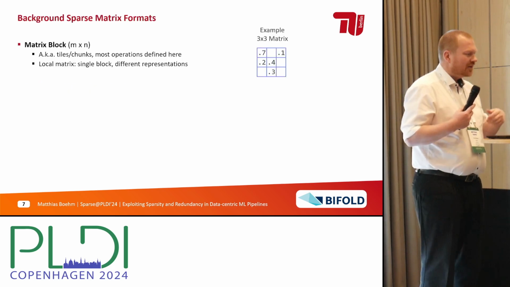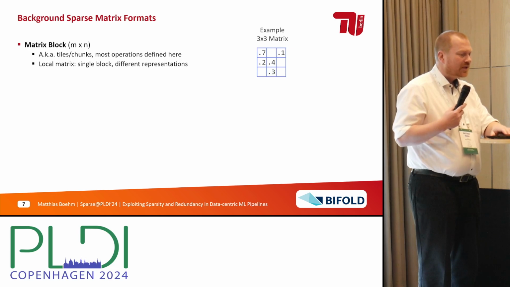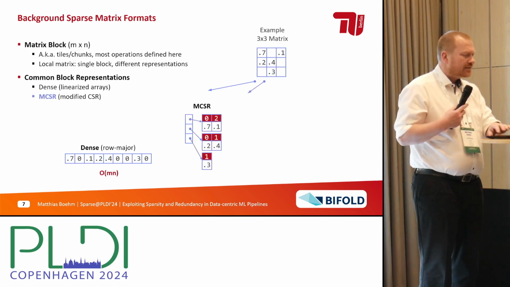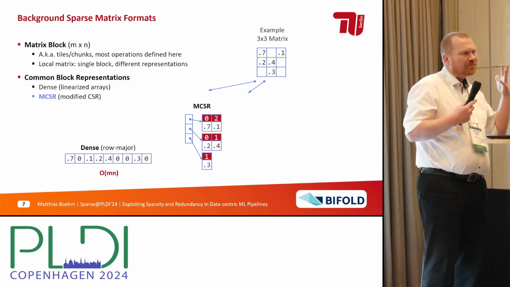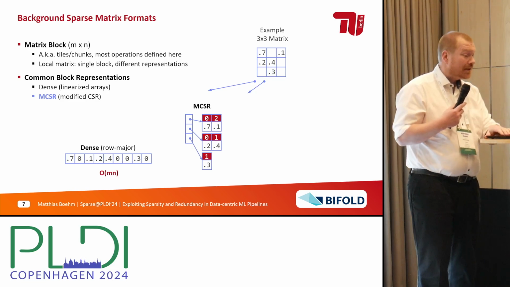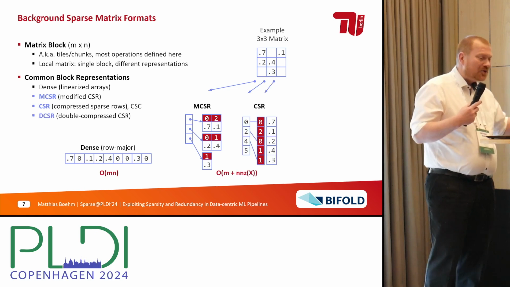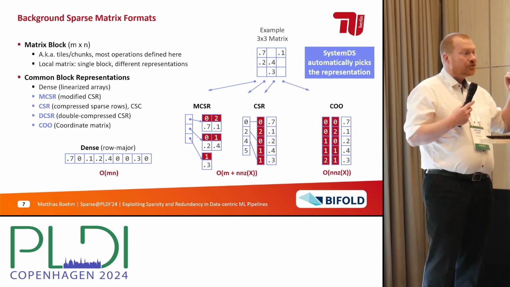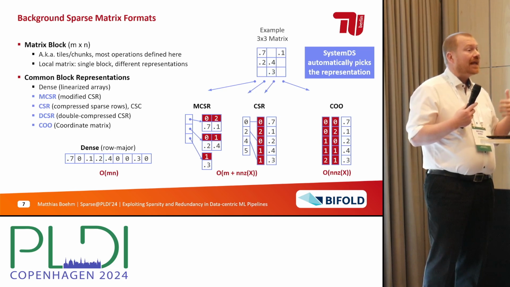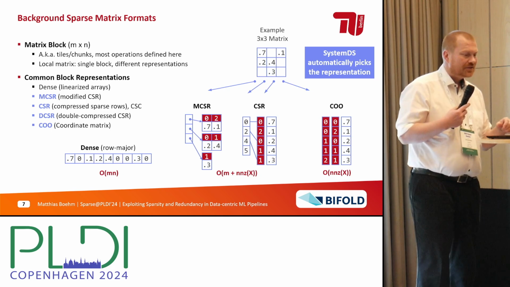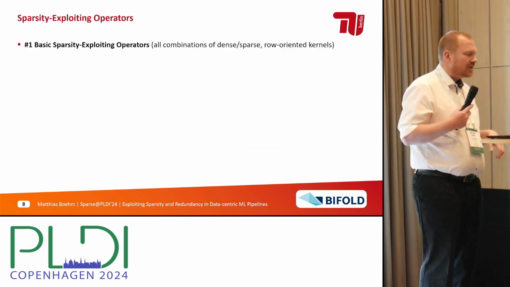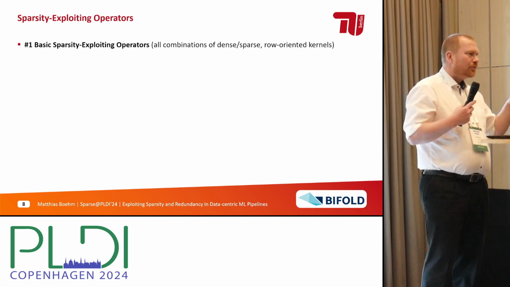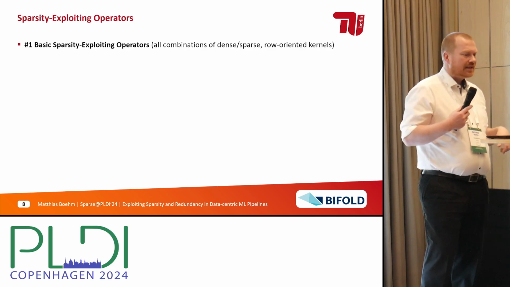So you're all familiar that there's a variety of different sparse matrix formats. So in SystemDS, we are supporting, of course, dense row-major linearized arrays. We support a modified CSR, which is more update friendly, so that you can reallocate individual rows separately. We support CSR and double compressed CSR, as well as coordinate format. And SystemDS actually automatically, during runtime, measures the number of non-zeros and automatically switches between those representations. Now, in terms of sparsity exploitation, of course, we have all combinations for all hundreds of operators, essentially to do all combinations of sparse and dense inputs.